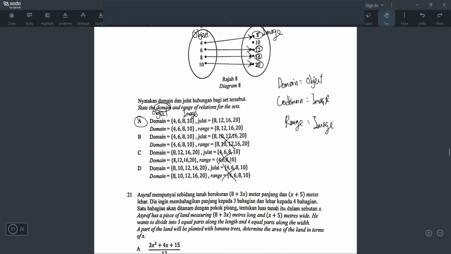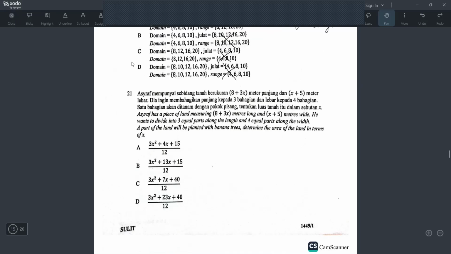Okay. But if codomain, then the 10 will be included in your codomain. Okay. Because codomain means all your images. Domain means all your objects. But range is just the images that have a line touching them.